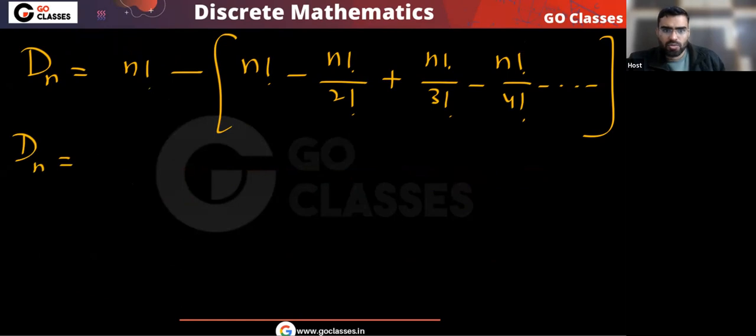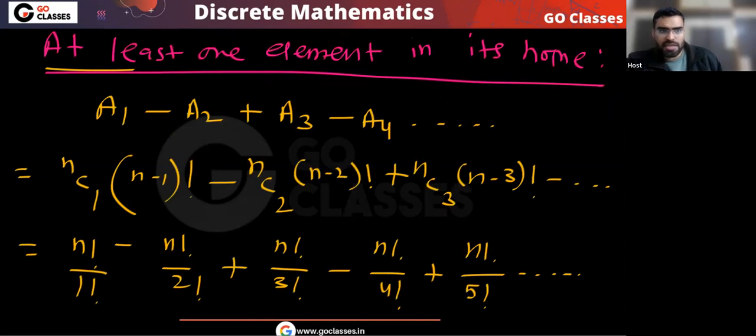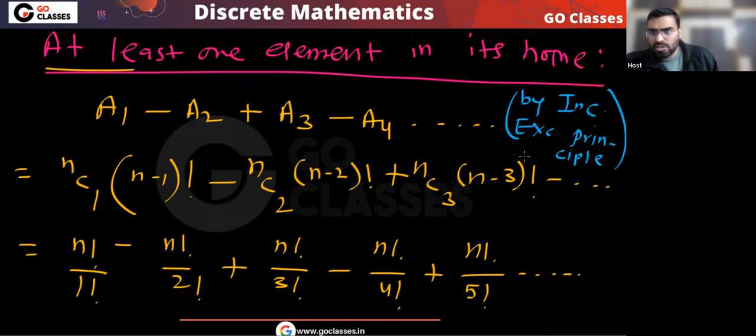Okay, this is the inclusion exclusion principle. There is something called the inclusion exclusion principle, so by that this happens. Basically this alternating sign pattern, the proof of this inclusion exclusion principle, you can just check it out. This type of situation happens.